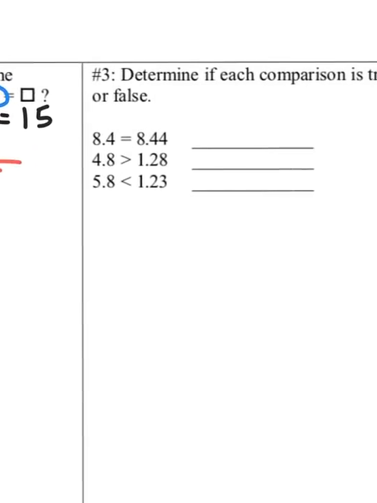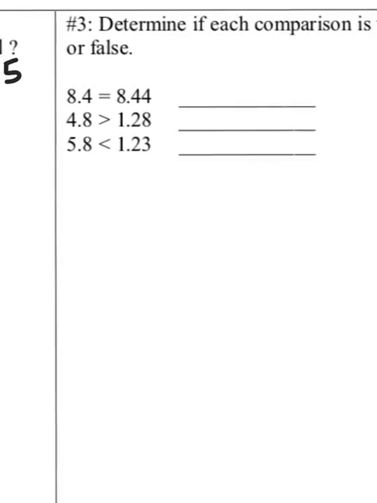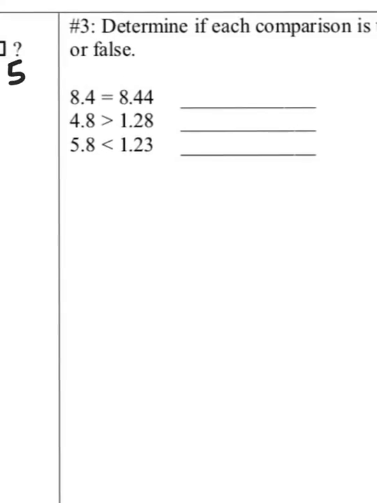For number 3, it says determine if each comparison is true or false. The first one looks like it's true, but if you put a 0 behind it to make it 40, it's actually not equal, so this can be false. Because 44 hundredths is greater than 40 hundredths, so it should have been a greater than symbol. For the second one, 4.8 is greater than 1.28. That is true, obviously, because 4 wholes is greater than 1 whole.